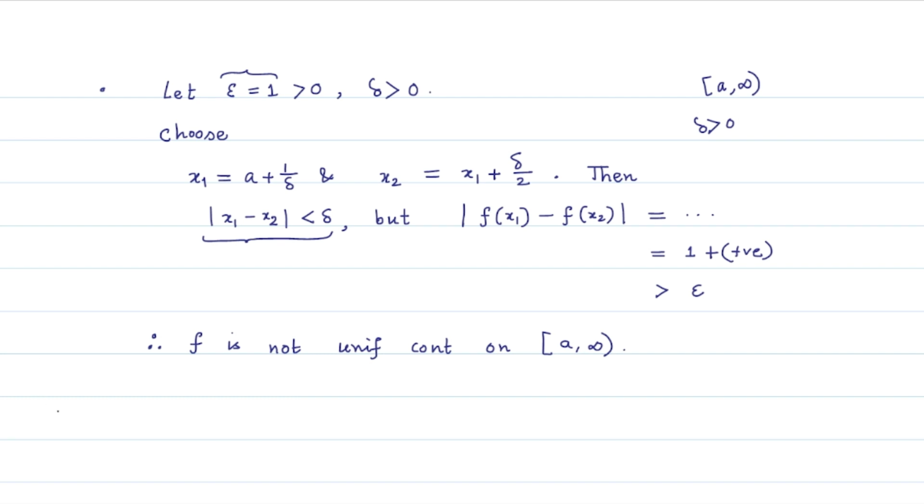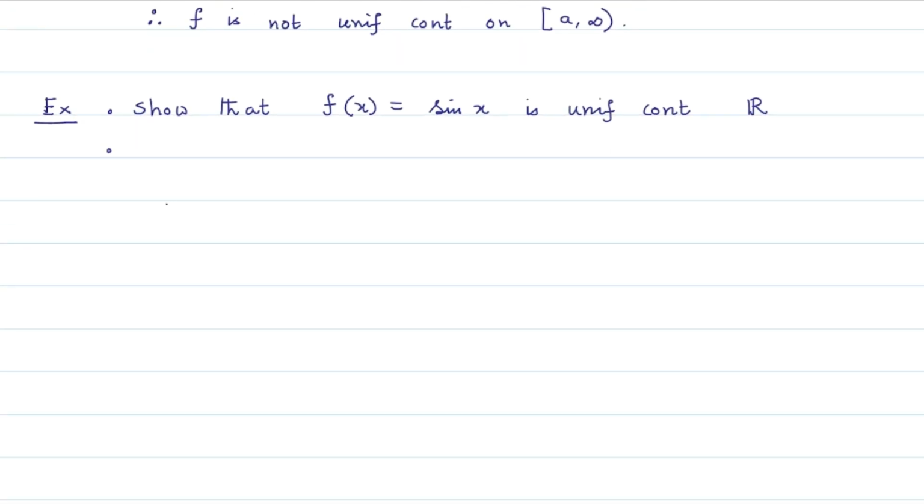Now let me give you two home tasks. Please try to show that the function f(x) equal to sin x is uniformly continuous on the entire real number line R. However, the function f(x) equal to 1 over x is not uniformly continuous on the open interval 0 to infinity.